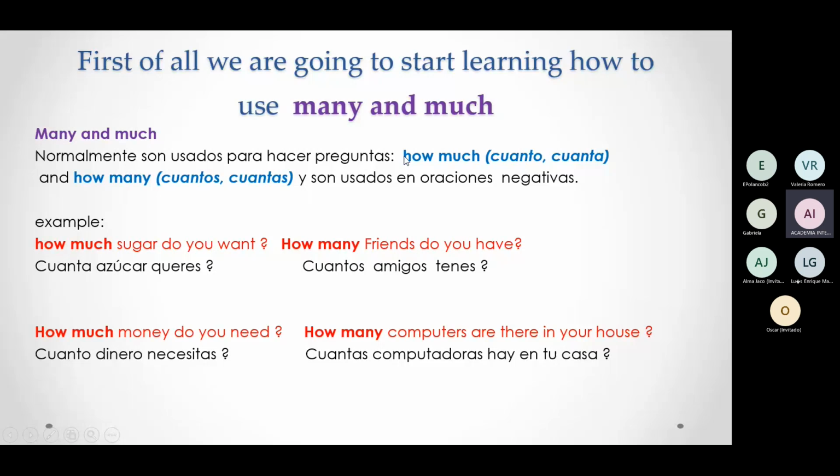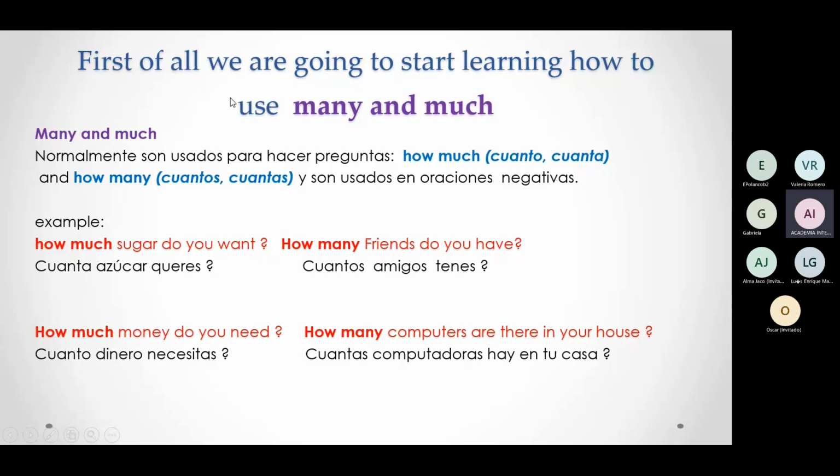¿Ya habían visto esta estructura de how much y how many antes? ¿Ya habían visto eso en oraciones así o algo que han leído antes? Sí, teacher. Ajá, muy bien. Entonces eso se usa para la pregunta, ¿verdad? Pero también se usan en oraciones negativas. And we are going to start reading these sentences that we have here. Those are examples of how we can use much and many, okay? Son ejemplos de cómo podemos usar much and many.